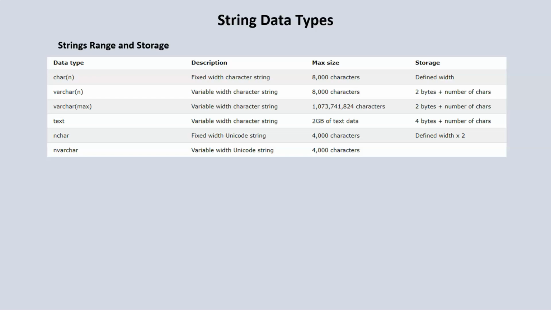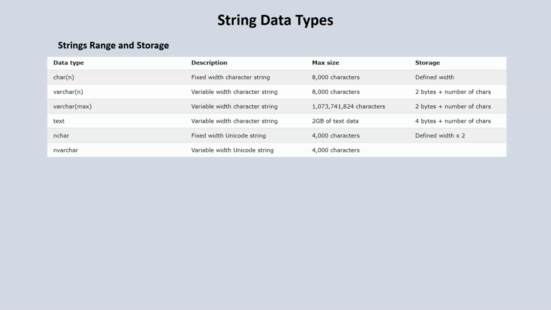VARCHAR is a variable width character string, which means that you don't have to have a fixed number of characters within that field. It also has a maximum of 8,000 characters, and storage is 2 bytes plus the number of characters. In this course, we'll be using VARCHAR for our string data type because that will be sufficient for all that we'll be doing. We have VARCHAR(MAX) that allows you to store even more characters. We have text as well that allows you to store 2 GB of text data.